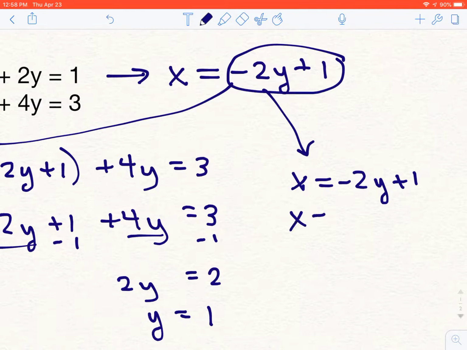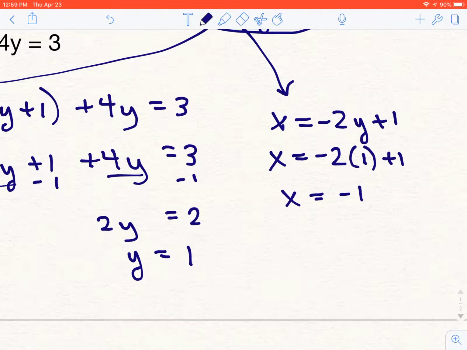So x equals negative 2 times 1 plus 1. So x equals negative 1, right? Yeah, negative 2 plus 1 is negative 1. Now make sure you put them in the right order, x comma y. So it's going to be negative 1 comma 1. That's my answer.